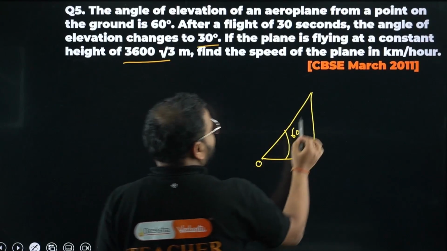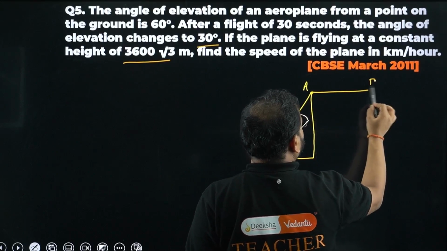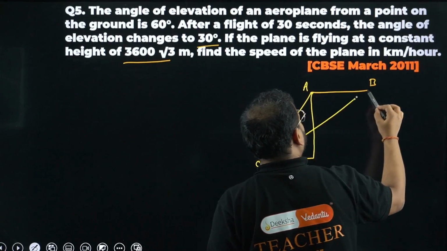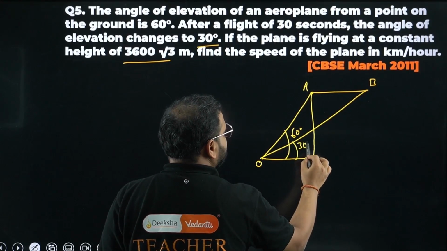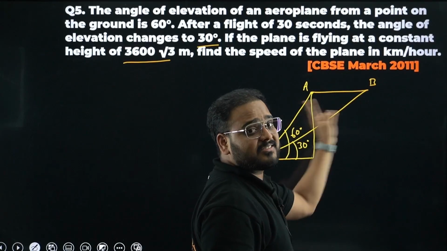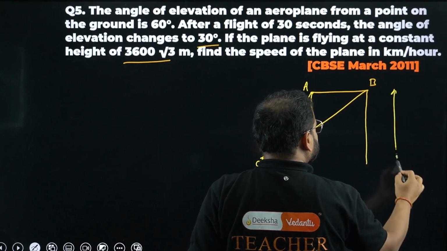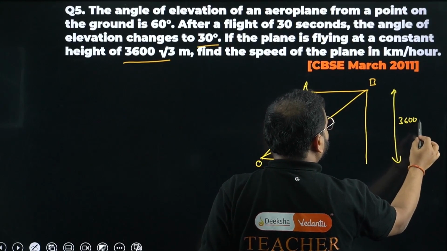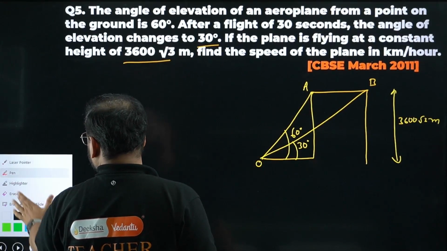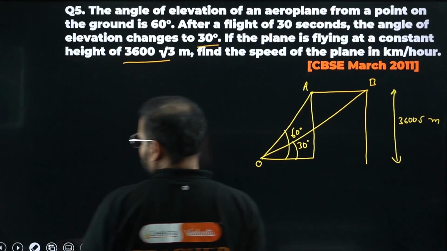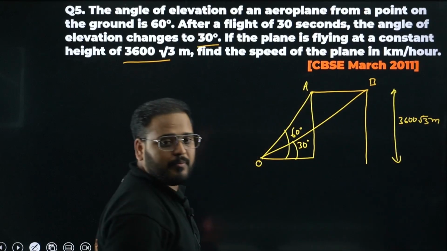The plane is over here at the point, let's say A. It moves to point B. And at the point B, the angle of elevation will be like this. And this angle is going to be 30 degrees. The plane has moved from here to here, maintaining the same height. And what is that height? This height is 3600 root 3 meters. I hope this is visible. I'll write it again. 3600 root 3 meters. Is that clear now?